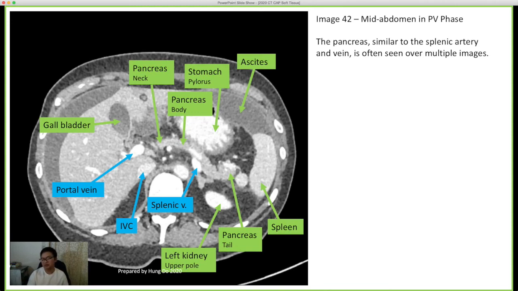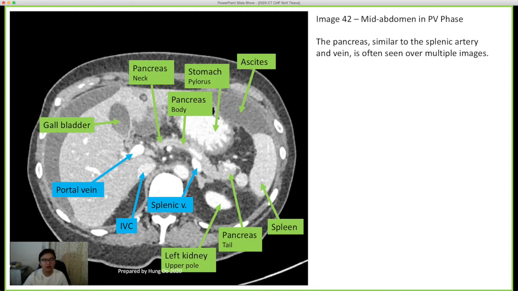Pancreatitis often causes fat stranding. So this patient, if you can appreciate some slight haziness through this blackness here, this blackness is mesenteric fat. And so this is just fat stranding, increased inflammation that you can see through the pancreatic region there.